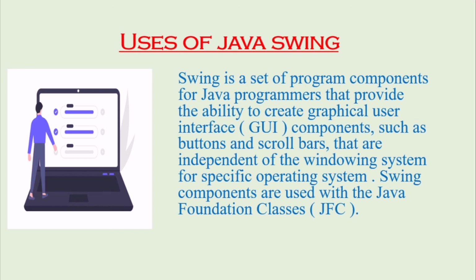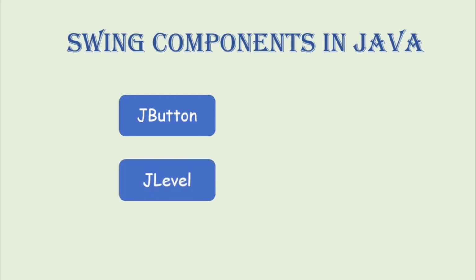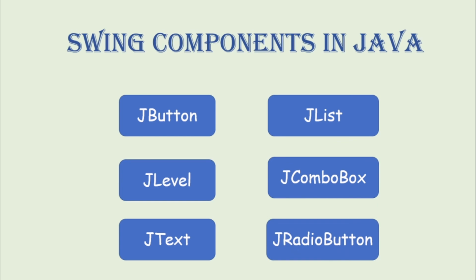Some Swing components in Java are JButton, which is a button actually, JLabel, which is a label, JTextField, JList, JComboBox, JRadioButton, and many more. In our upcoming videos, we will discuss individual Java Swing components, and then we will try to make some Windows applications using Java Swing.